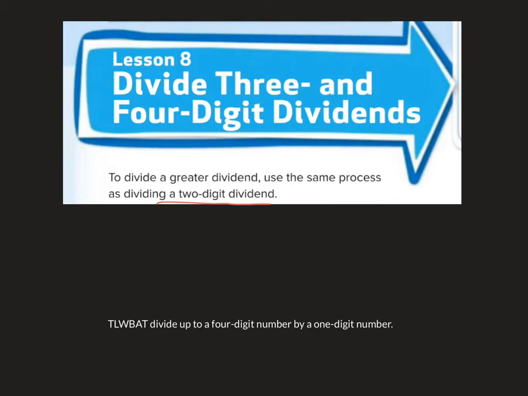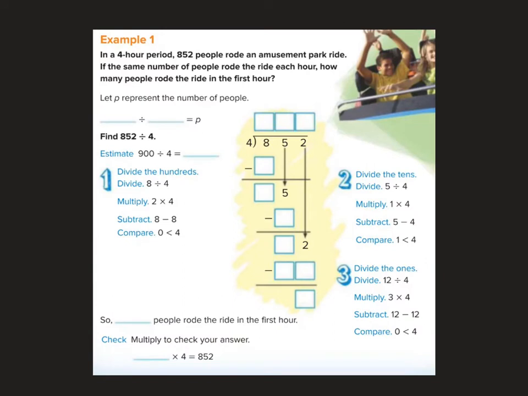So here we go. In a 4-hour period, 852 people rode an amusement park ride. If the same number of people rode the ride each hour, how many people rode the ride in the first hour? So we know over 4 hours, 852 people rode the ride. So we're going to have to divide 852 into 4 groups to get our answer.